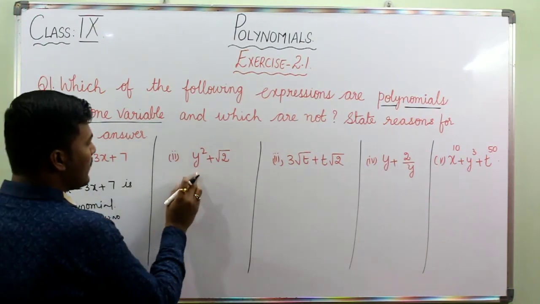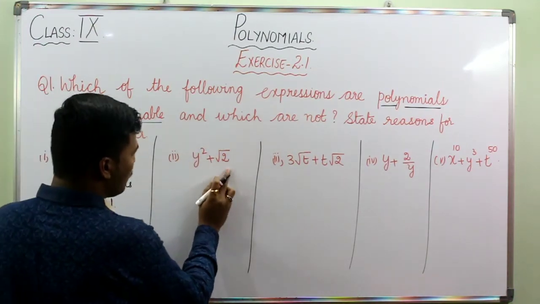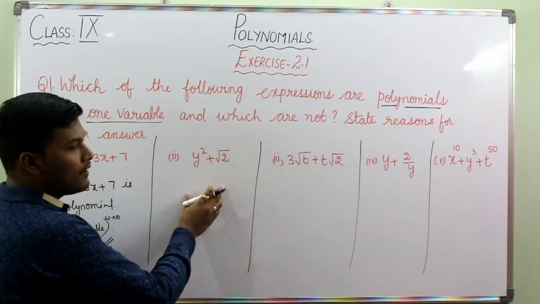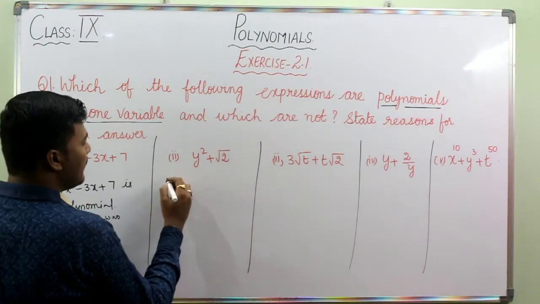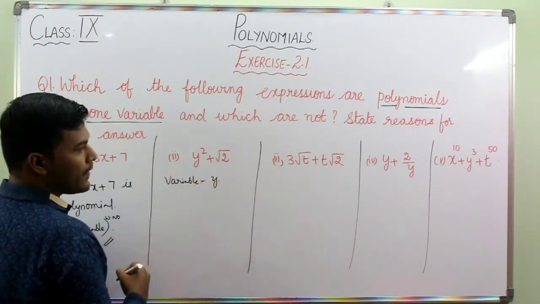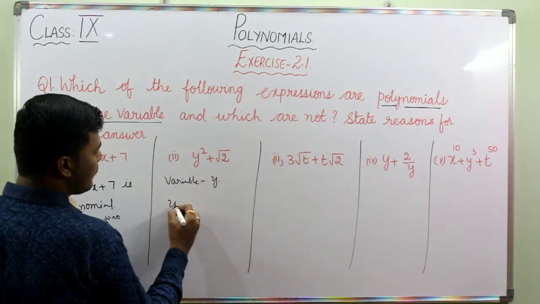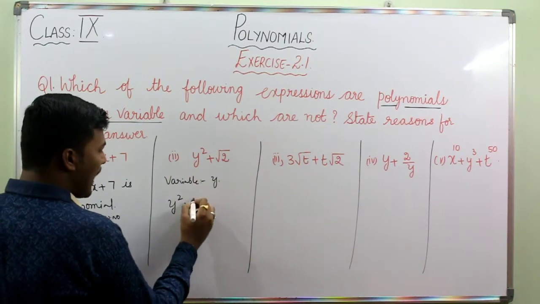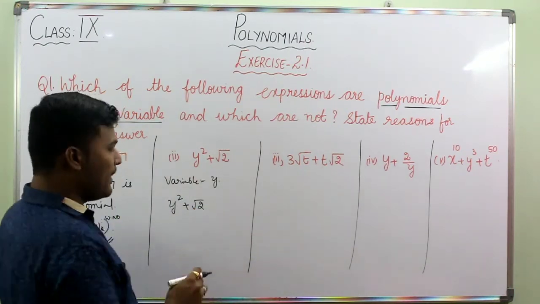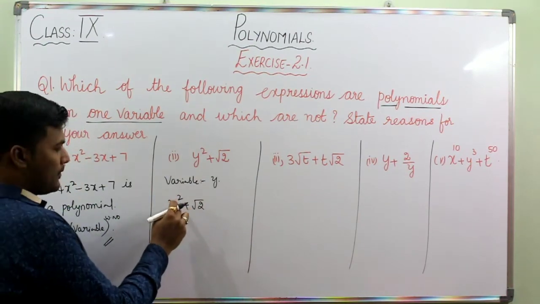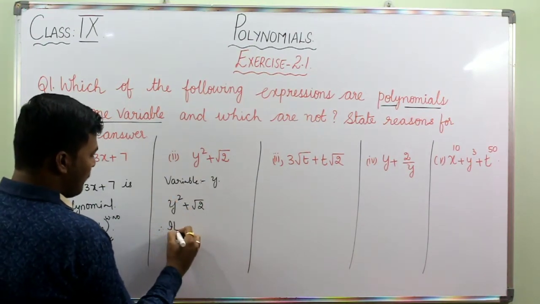Now the second one is y square plus root 2. Here, y square is in one variable. What is the variable here? Y. Only one variable, that is y, and we have y square plus root 2. We can have constants in any form, but our variable should be to the power of a whole number, so it is a polynomial.